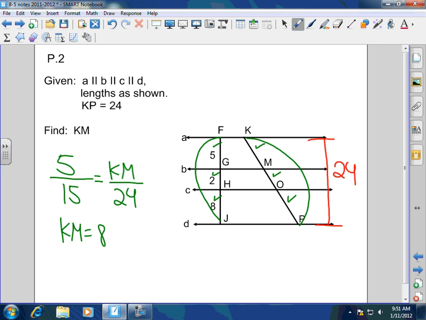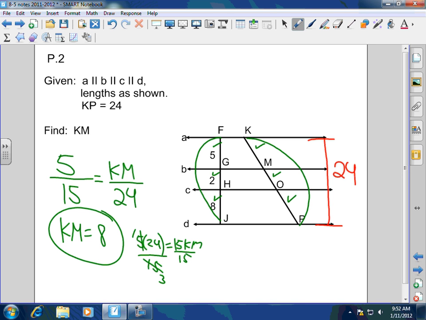KM equals 8. How did I do that? Well, that's 5 times 24 equals 15 KM. Now, what I did is instead of multiplying, I made my life easy. 5 goes into 5 one time, 5 goes into 15 3 times. 24 divided by 3 is 8.